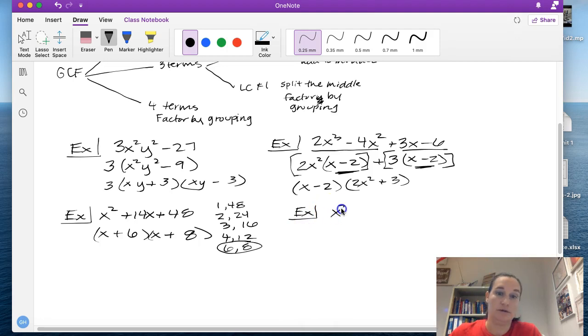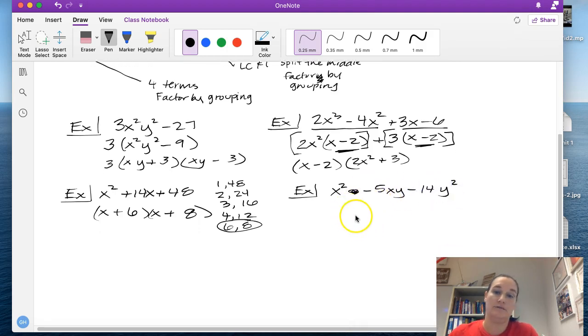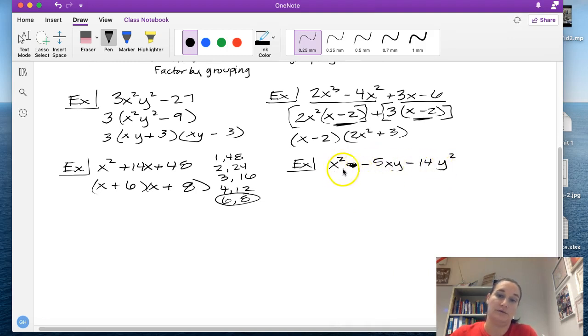I'm going to do one more because, oops, that's not plus. For whatever reason, this tends to throw people for a loop when you have two variables. So we have two variables, x squared and then a y squared at the end. As long as it's set up like this with the x squared and the y squared, you can factor it. It's not a big deal. And again, it's a leading coefficient of 1, so we can just jump right into factoring it.